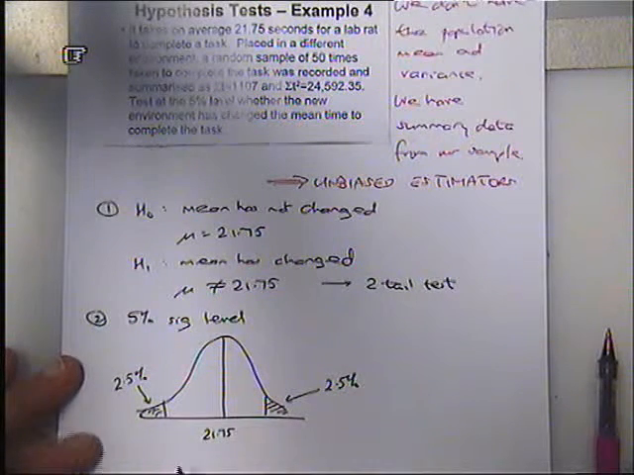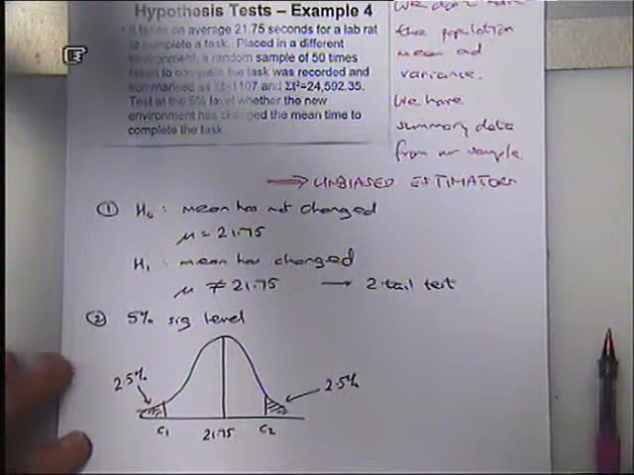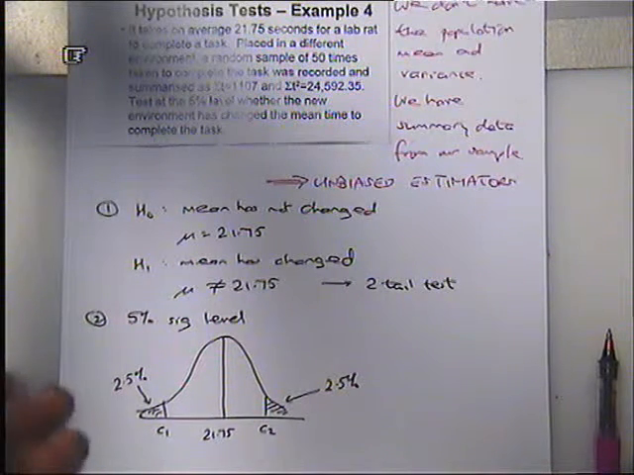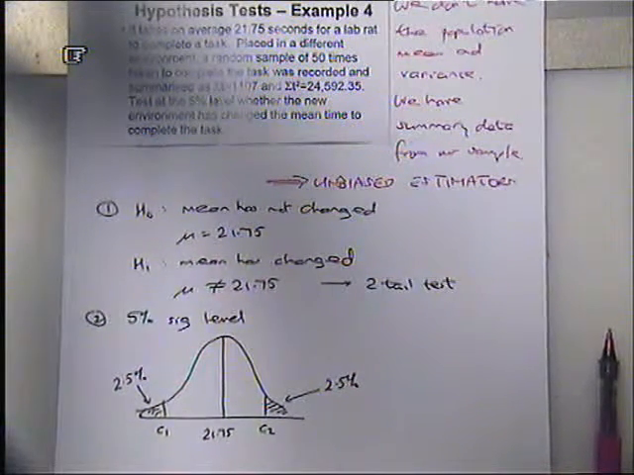which means I'm going to have two critical values, critical value 1 on the left, critical value 2 on the right. And if my sample statistic, my sample mean, is in one of those tails, I will reject H0 and accept H1. If my sample mean is in the white bit in the middle, the clear bit, then I will stick with H0. So, I've got to do my calculation next.